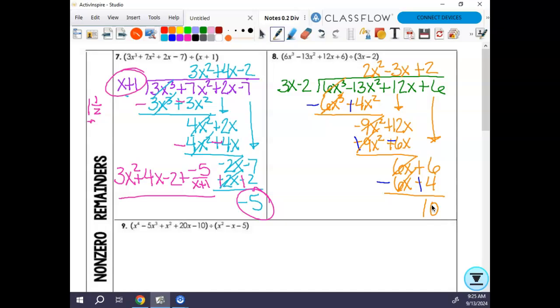It's just human nature. But so we get 2x squared minus 3x plus 2 plus the remainder of 10 over 3x minus 2. Okay. Everybody okay with that? Even if you didn't get that 100% on your own, did you catch where things went a little haywire? Okay, good. Any questions at all?